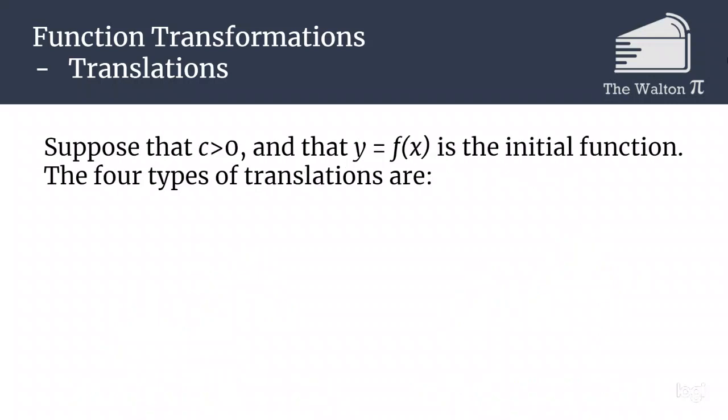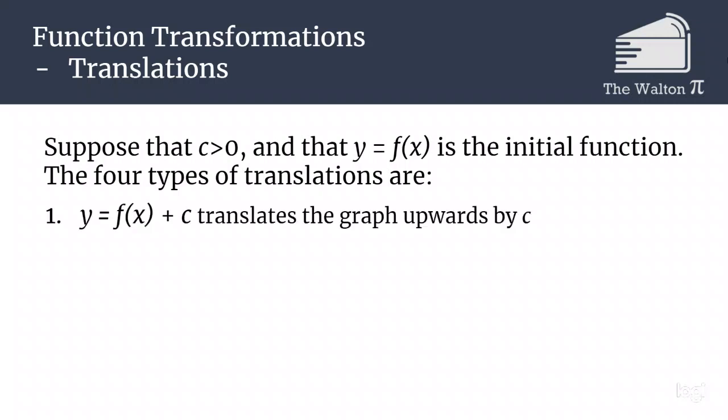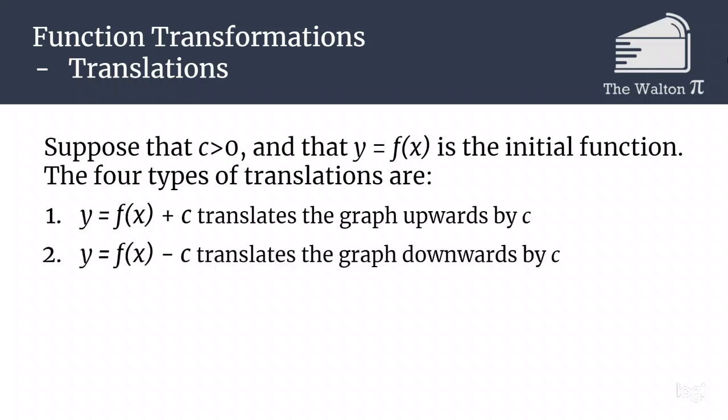Let's suppose that c is some positive constant and y equals f of x is our original function. There are four types of translations. The first one is where we just add a constant c after f of x. So we do y equals f of x plus c. This is going to translate the graph upwards by an amount c. Similarly, we could do f of x minus c, and that's going to translate the graph downwards by c.